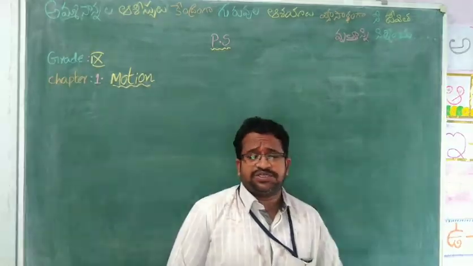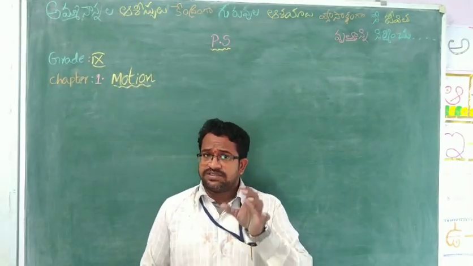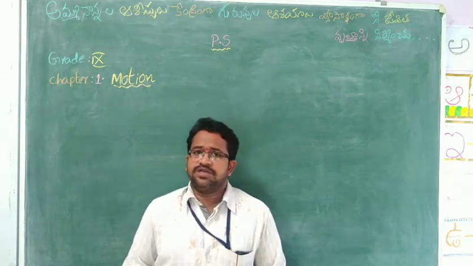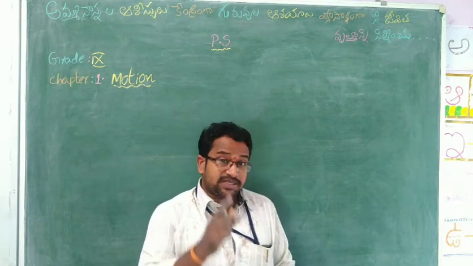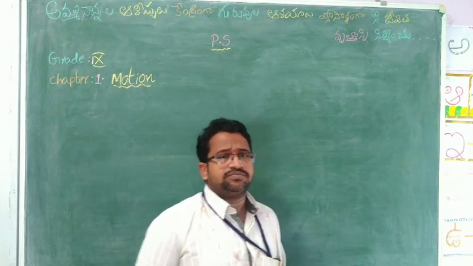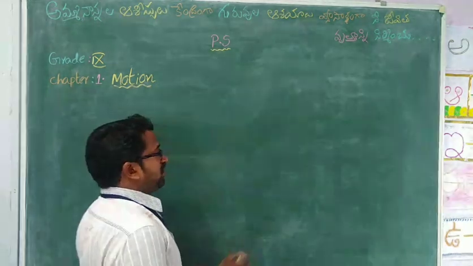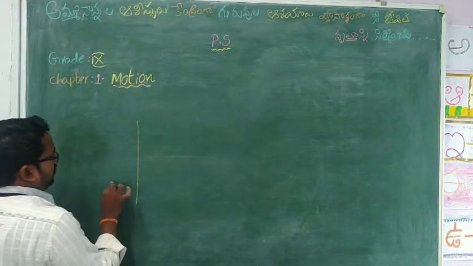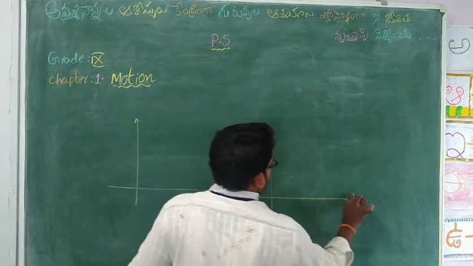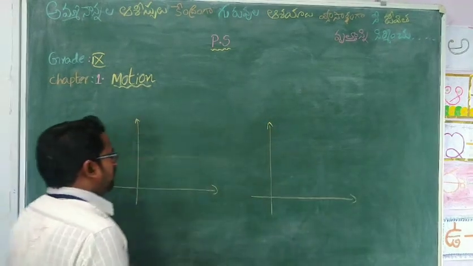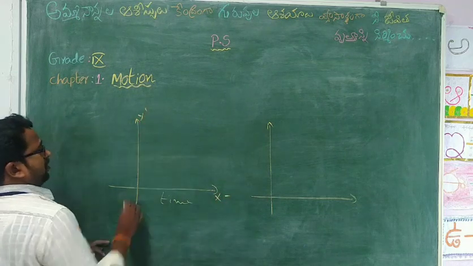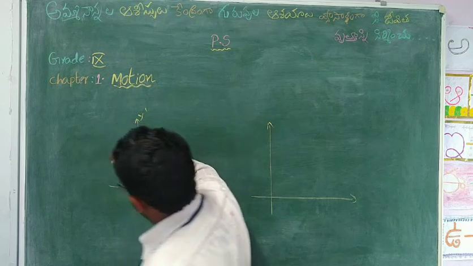Children, in the last session, we learned some derivations, the first equation of linear motion, the second equation of linear motion, and some graphs. I think some homework was also given to you. What was the homework? Two graphs. How many members have completed that? Okay, good.